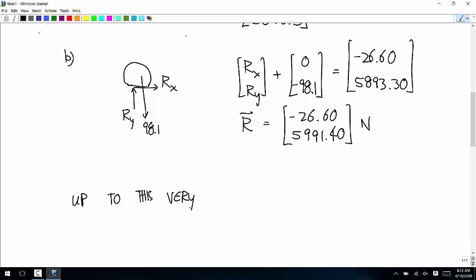Up to this very point, right now, we have treated every object as a particle. That's what we're going into now. So this is a historic moment right now. No, that's not a pun. Well, it's not intended. We've treated every object as a particle.